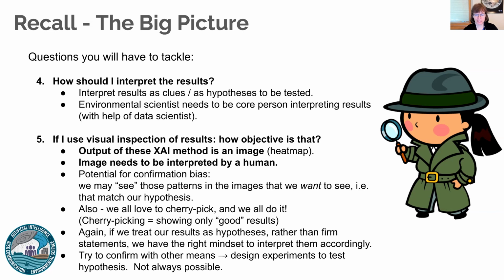So again, if we treat our results as hypotheses rather than firm statements, we have the right mindset to interpret them accordingly. Try to confirm with other means. If you can design experiments to test your hypothesis, but that isn't always possible. But just be critical towards what you're seeing. Explain it to another person, have another person critically ask, well, how do you know this is actually true? And again, try whatever you can in terms of looking at more samples, or changing your input a little, say maybe increasing lightning, reducing the lightning channel, something like that, to see whether that confirms what you think you're seeing. Again, see it as hypothesis.